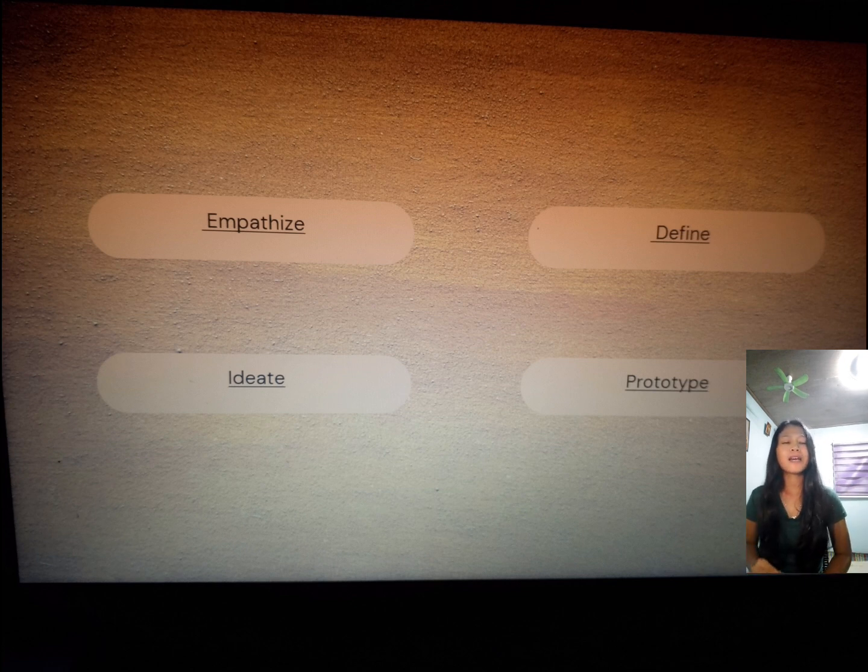And as for the prototype, this is where we present our possible practical solutions through our maps, models, or product presentation, wherein it should be done to identify the best possible solution for each of the problems identified during the first three stages.